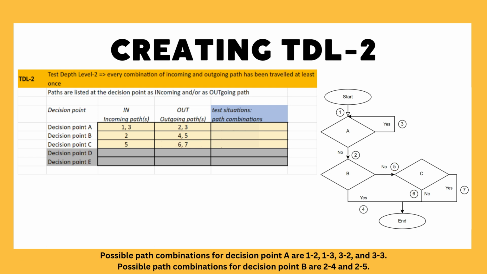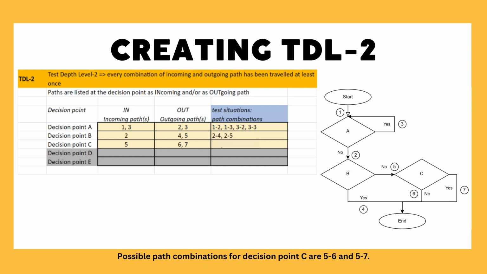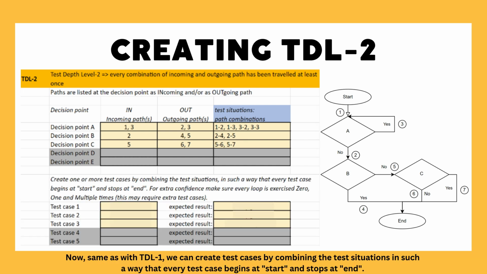Possible path combinations for decision point A are 1 to 2, 1 to 3, 3 to 2, and 3 to 3. Possible path combinations for decision point B are 2 to 4 and 2 to 5. Possible path combinations for decision point C are 5 to 6 and 5 to 7. Now, same as with TDL1, we can create test cases by combining the test situations in such a way that every test case begins at start and stops at end.